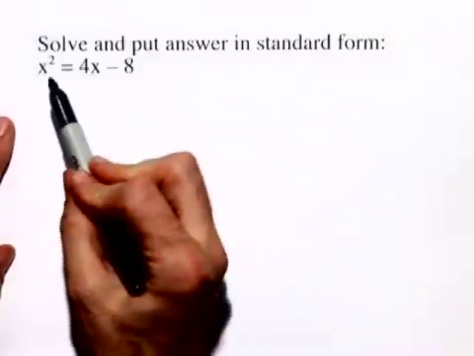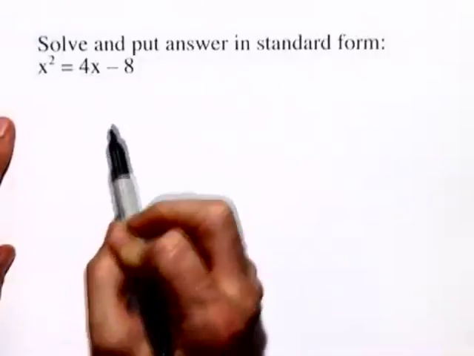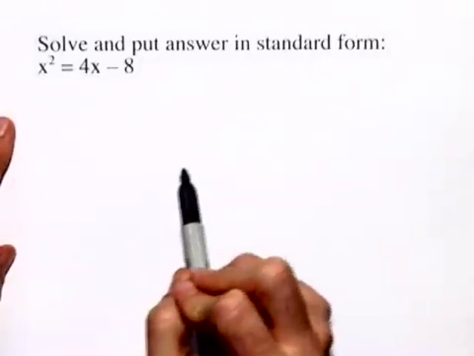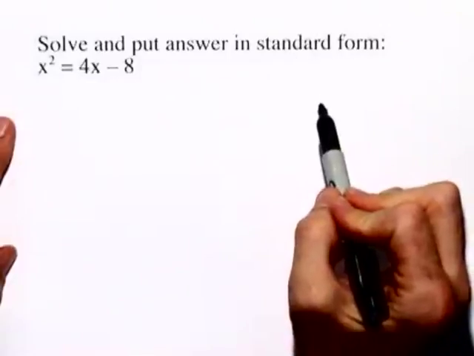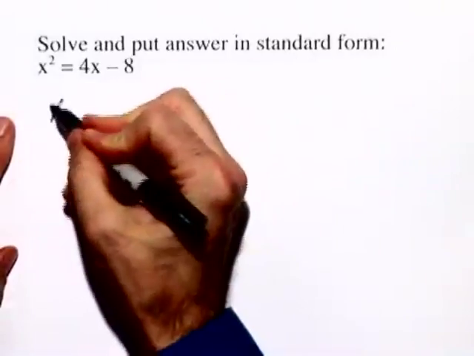In this problem, we're solving a quadratic equation. Let's look at the equation. Here we have the equation x squared equals 4x minus 8. We're supposed to find the answer and put it in standard form. That might indicate that the answer is imaginary. Let's go and see what it is.